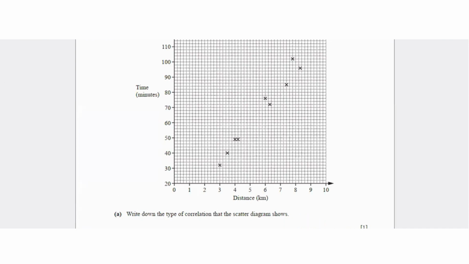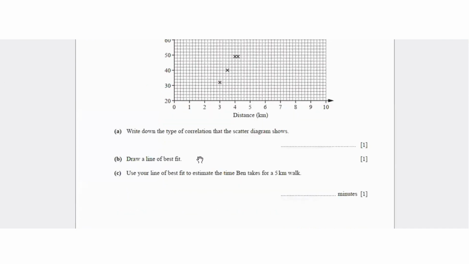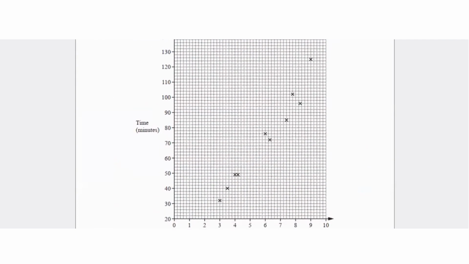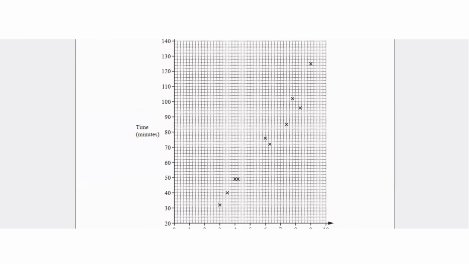Then it says draw a line of best fit and use your line of best fit to estimate the time Ben takes for a 5-kilometer walk. So to draw the line of best fit, what I'll do is I'll see which points I can connect to give me a line where there's an equal amount of points above the line and below the line. So let's say this is a line of best fit, and then we have to find the time it takes to walk 5 kilometers.